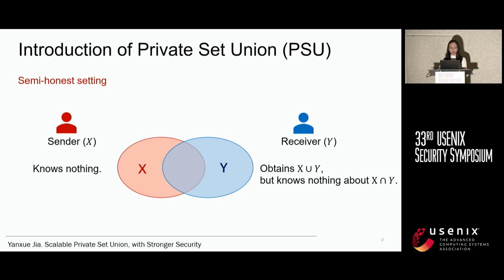After executing PSU, the sender cannot know anything, but the receiver can obtain the output, the union, but knows nothing about the intersection. So the key security of the PSU is to guarantee that we don't leak the intersection to the two parties. Also in our work, we don't hide the set sizes of X and Y. So after receiving the union, the receiver can infer the intersection cardinality from the union.